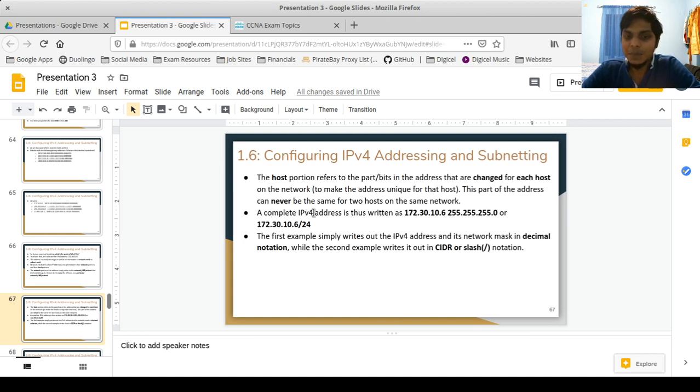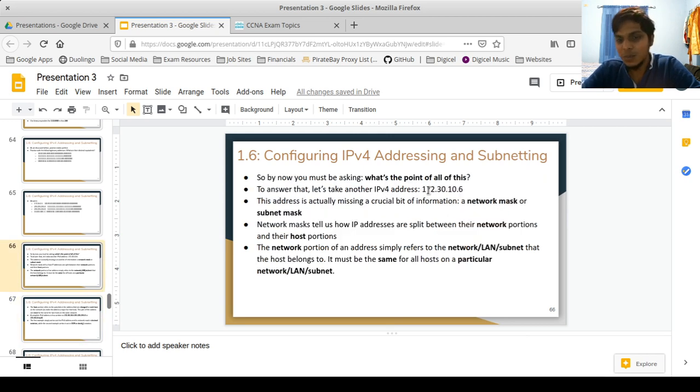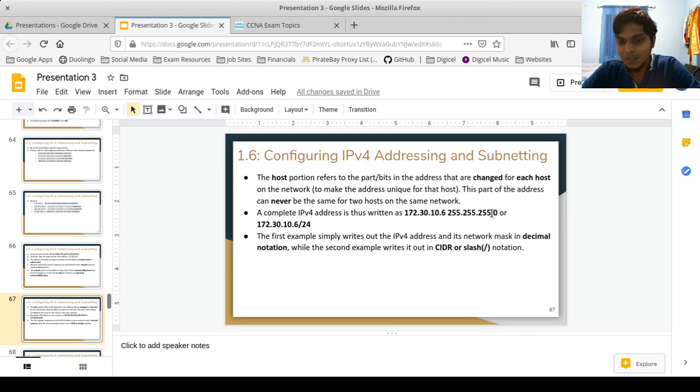So a complete IPv4 address is thus written as 172.30.10.6, 255.255.255.0, or 172.30.10.6/24. So remember we just had this 172.30.10.6, so now we put the subnet mask on it. So 172.30.10.6, a space, and then the subnet mask. So this is the IP address and this is the subnet mask.